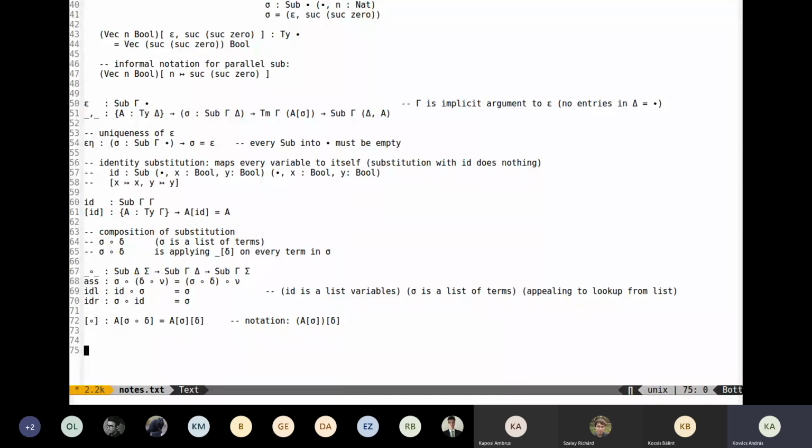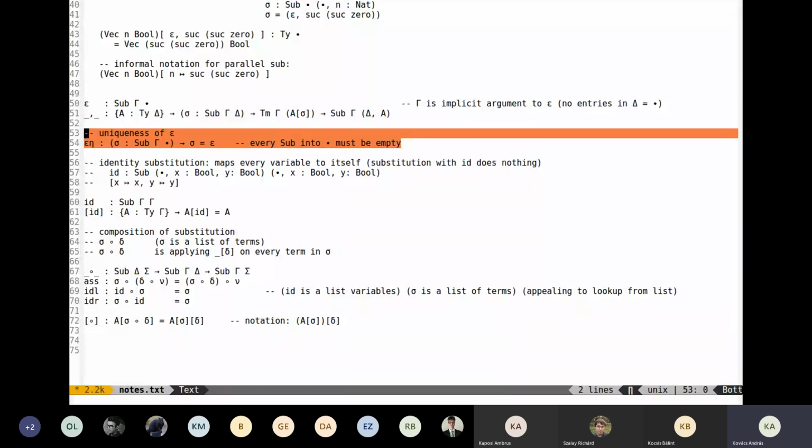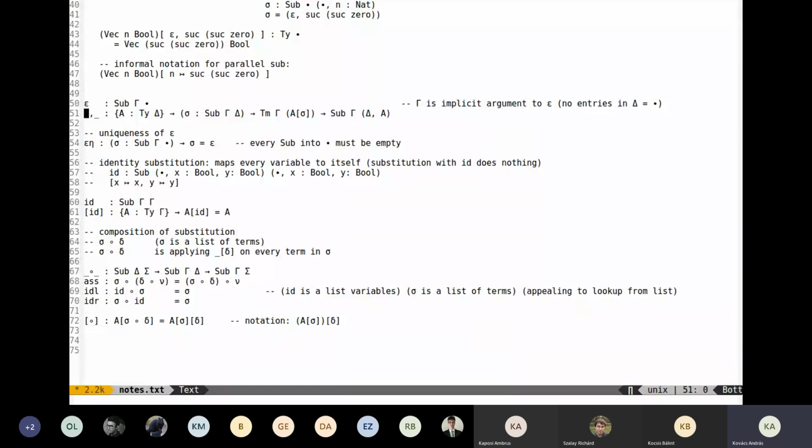And I think now we can return to this thing. So we have a uniqueness of the empty substitution, but we also want to talk about the uniqueness of the non-empty substitution. For that, we specify one substitution, which is called P, and P is a substitution from gamma A to gamma.